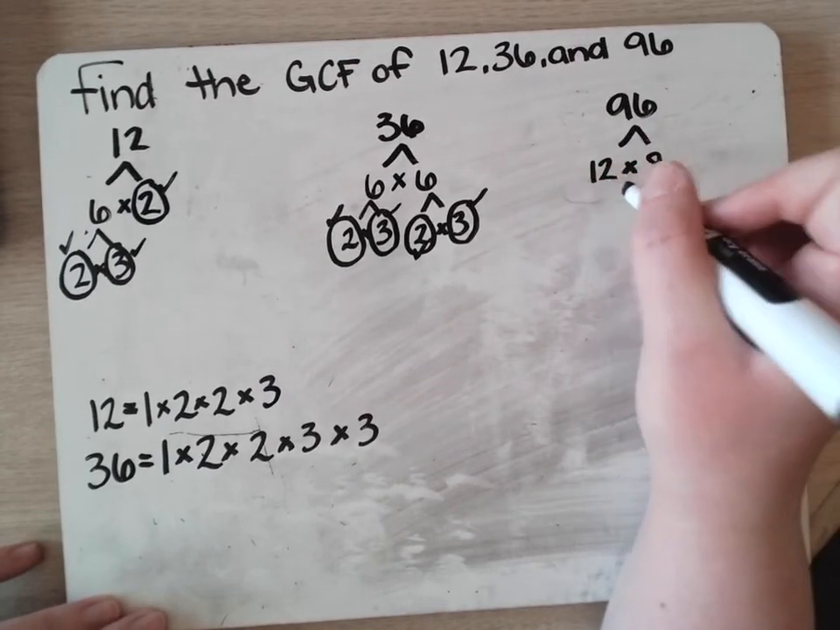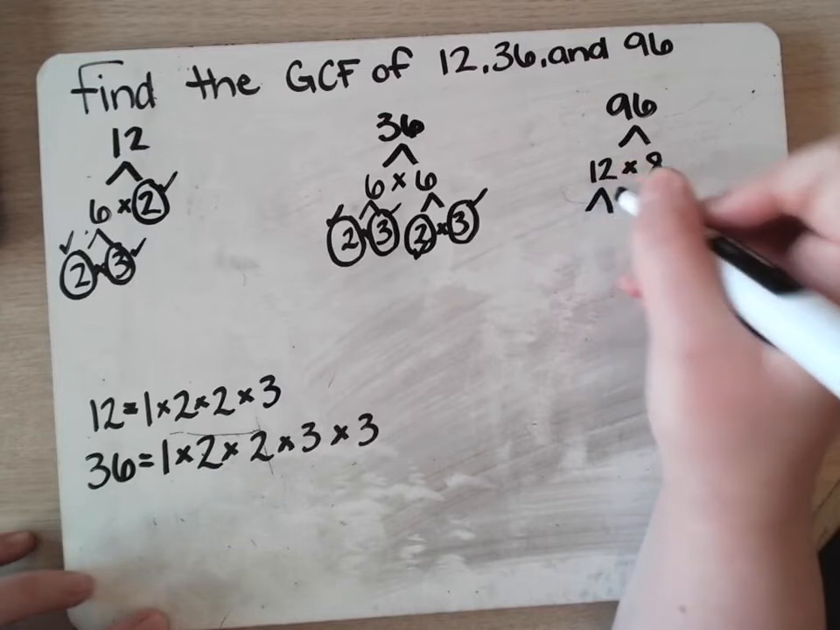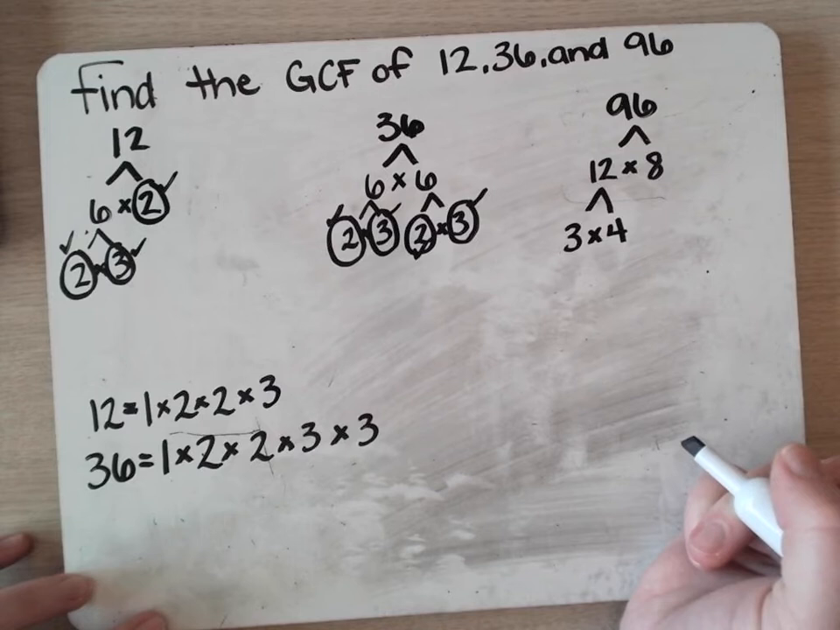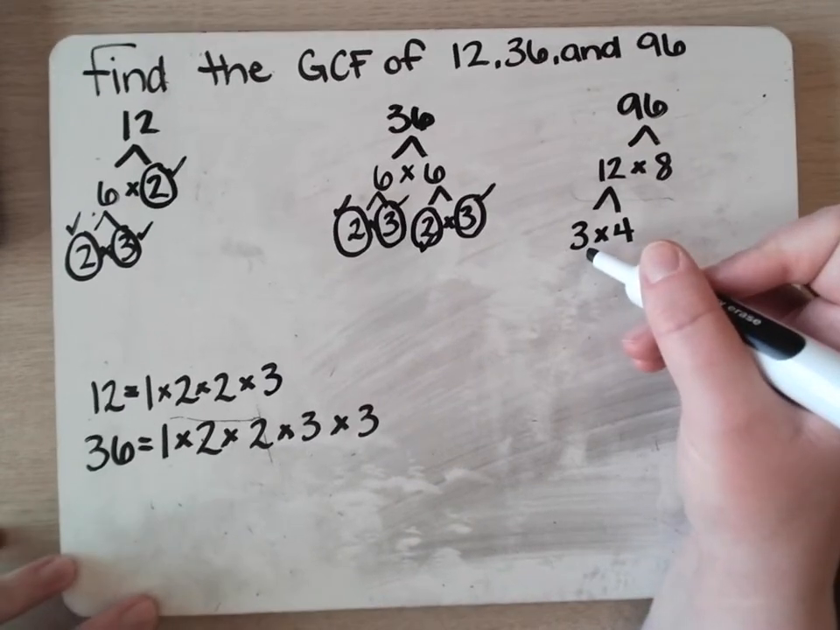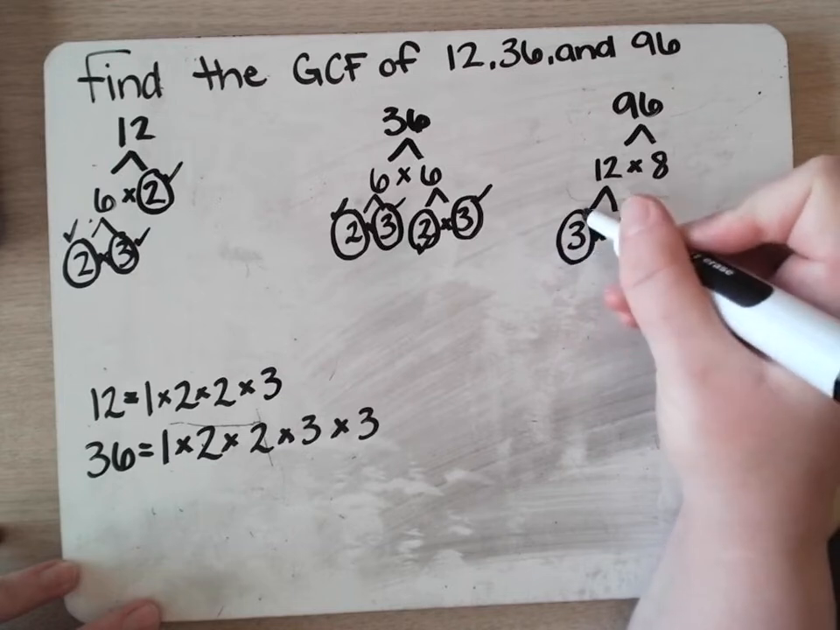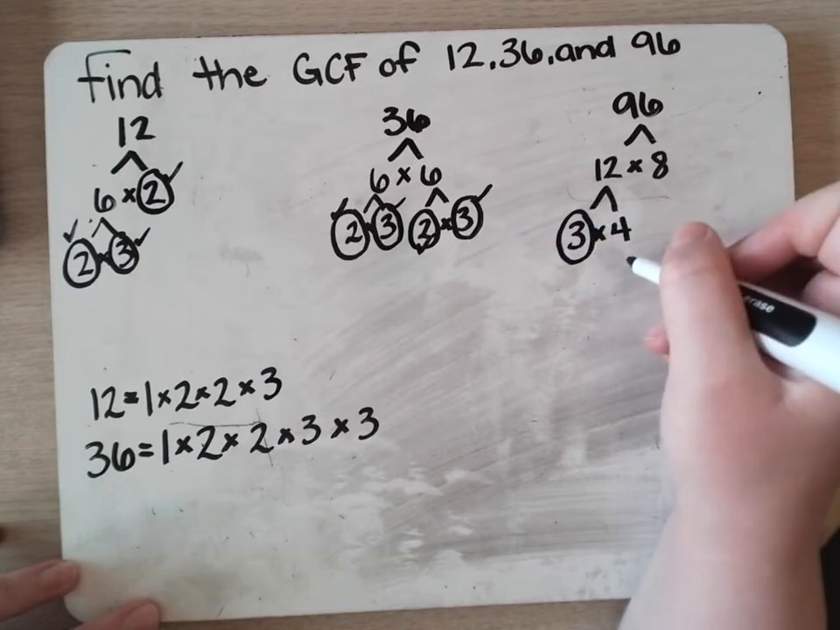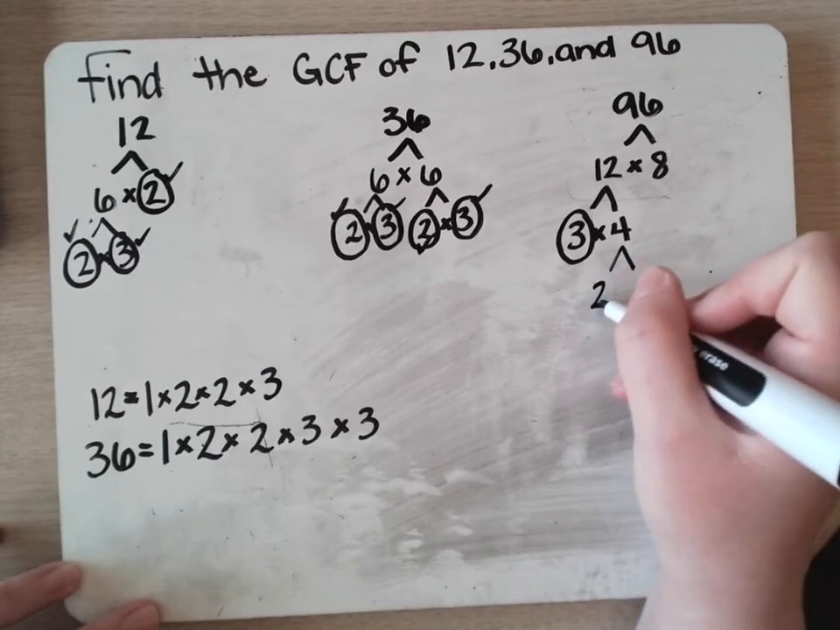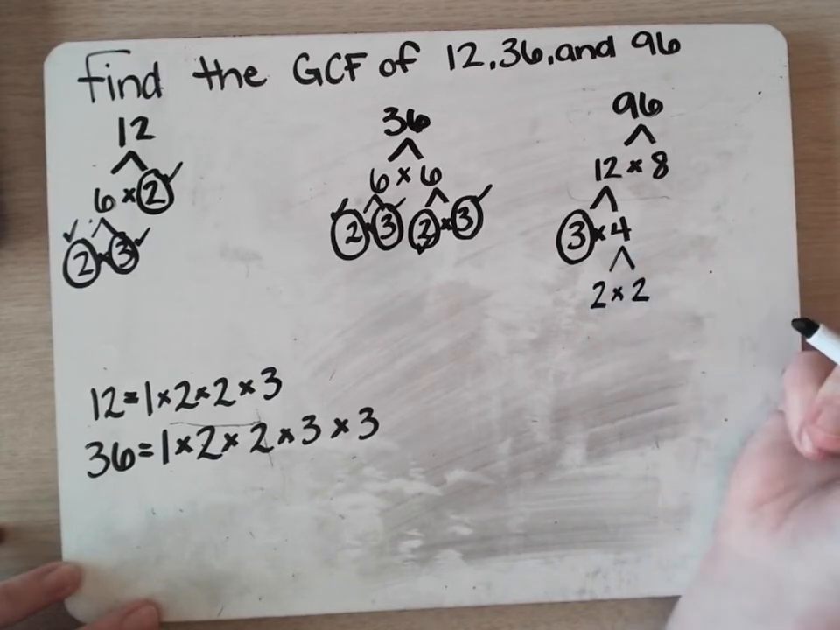Now I move over to my 12. And I know 3 times 4 equals 12. Look at the 3. The only factors of 3 are 1 times 3, so I circle it. My 4 I can break down. 4 is an even number. It's divisible by 2. 2 times 2 equals 4.